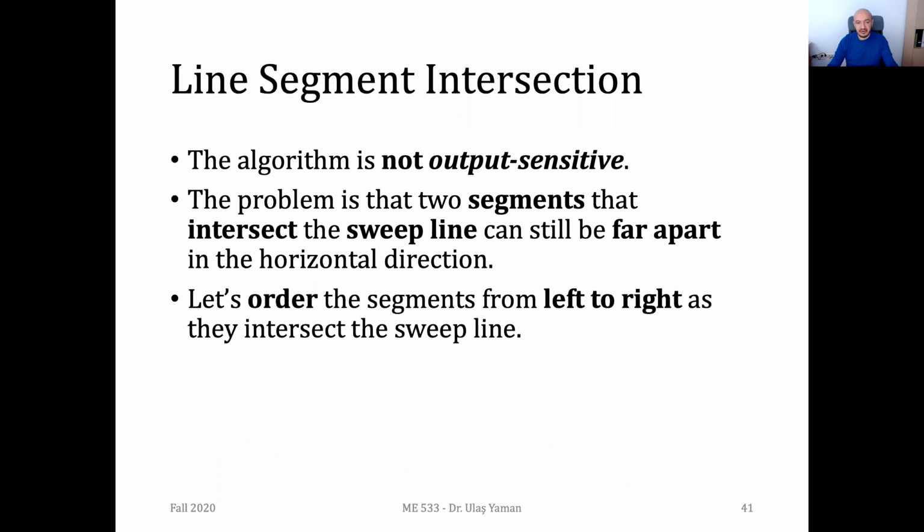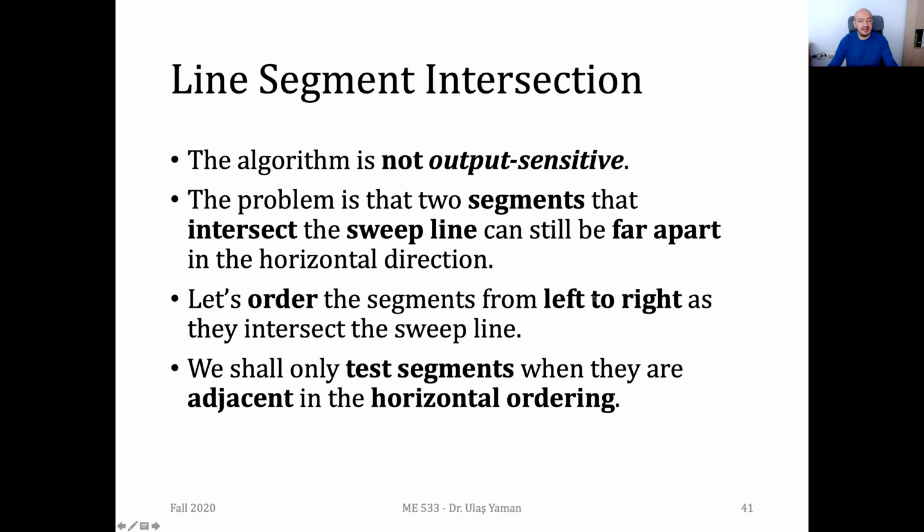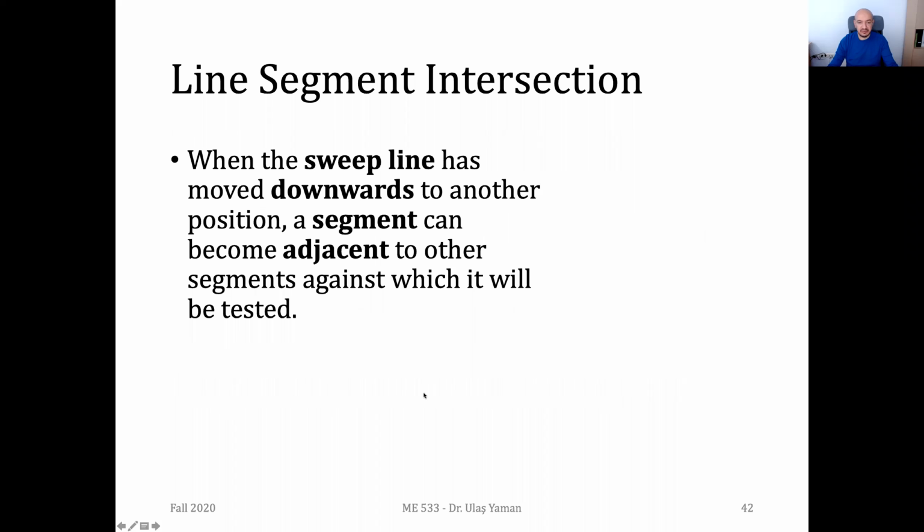So that's why we usually must order these line segments from left to right, which will define actually the X values. And then if you simply check the adjacent ones, that will be enough. And we will prove that just checking the neighbors is enough to find all the intersections while we are going downwards with the sweeping line.